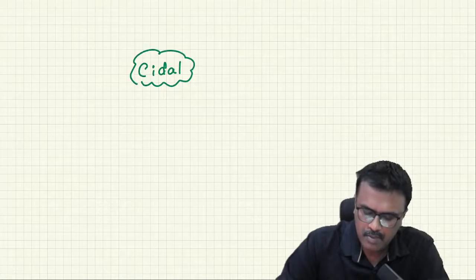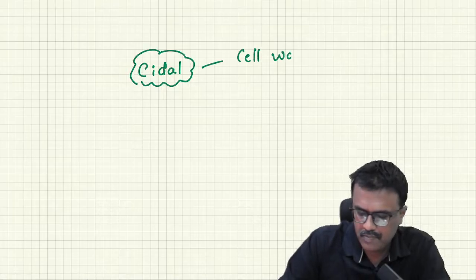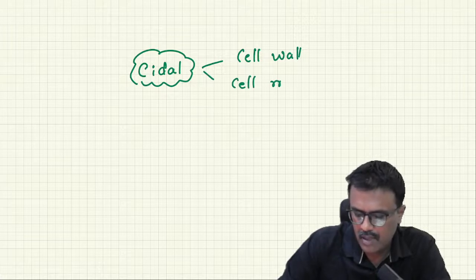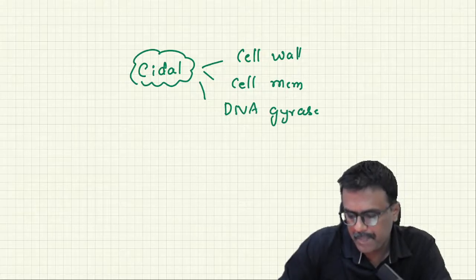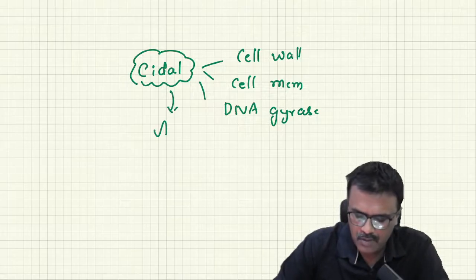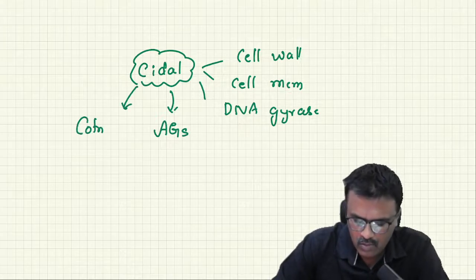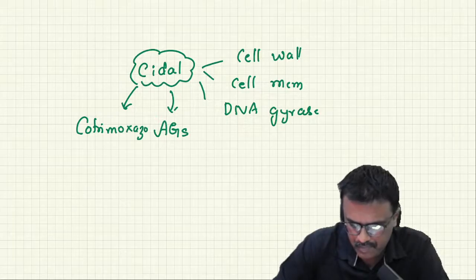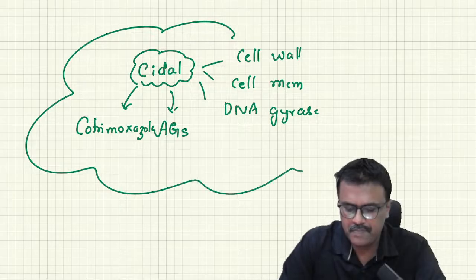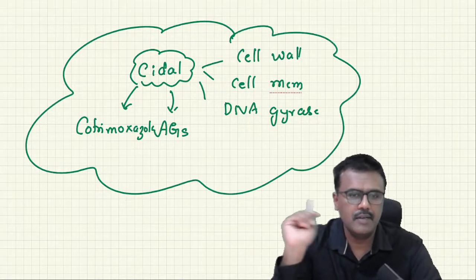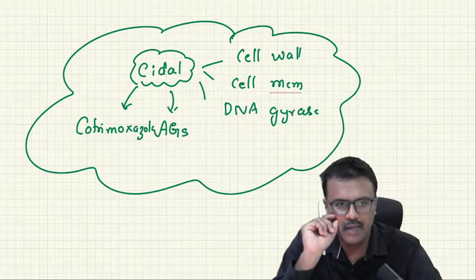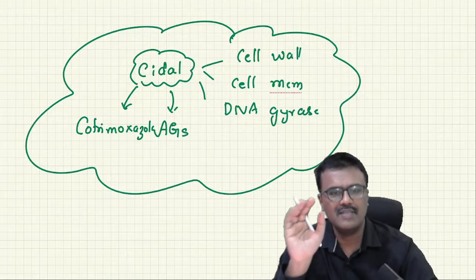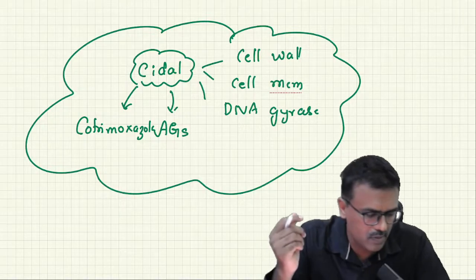So the cidal drugs, remember, mainly the drug acting on cell wall, the drug acting on cell membrane, they are all cidal. The drug acting on DNA gyrase, they are all cidal. But in protein synthesis, we have only one cidal, that is aminoglycoside. Sulfonamides are static, but the combination called co-trimoxazole is cidal. So if you know the cidal drugs, then the remaining is static. So drugs acting on cell wall, cell membrane, DNA gyrase, aminoglycoside and co-trimoxazole, these are cidal. Remaining all are static. So you will answer one question like that.